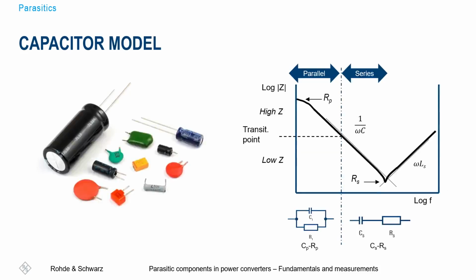And how do we model this capacitor? Well, this graph explains how to model it. For example, for lower frequencies, it will have a high impedance, and the capacitor is modeled as in parallel with a resistance, as you can see here in the graph. Then there's a transition point at a certain frequency where the capacitor is modeled in series with the resistance. This is the model that we can see in datasheets.